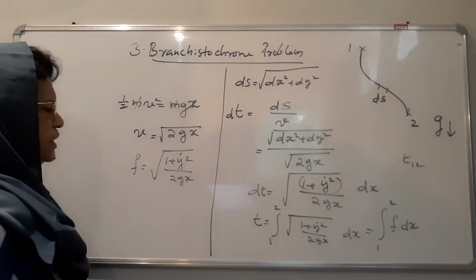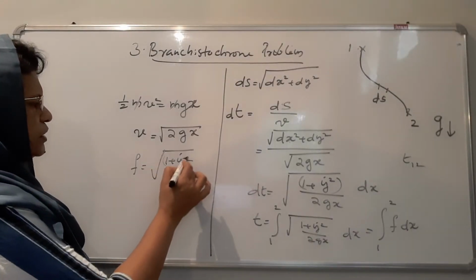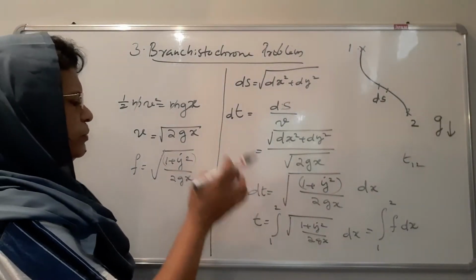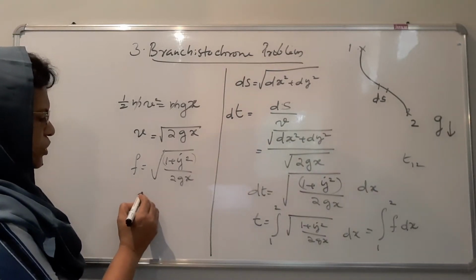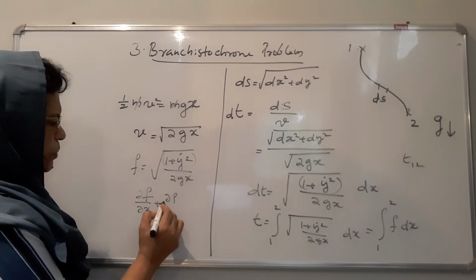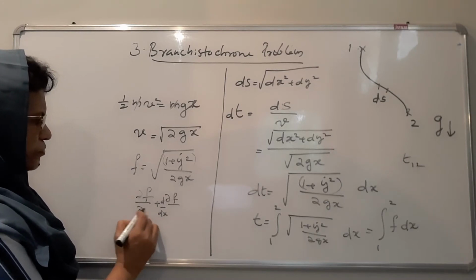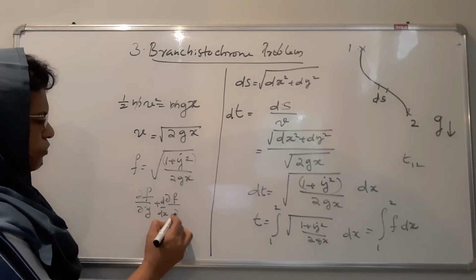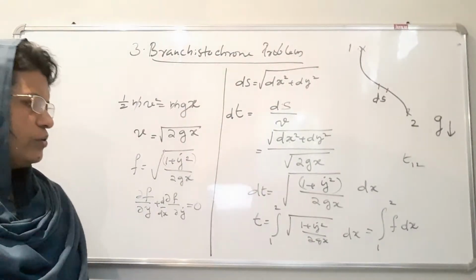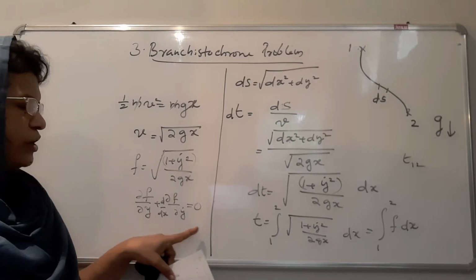If needed, we can avoid 2g. It is a constant, it can be avoided or can be kept there. This is the value of the function, and in order to find the minimum path, for the time taken t to be minimum, what is the condition for the integral to be minimum? The integral t is minimum if dou f by dou y minus d by dx of dou f by dou y dot is equal to 0.